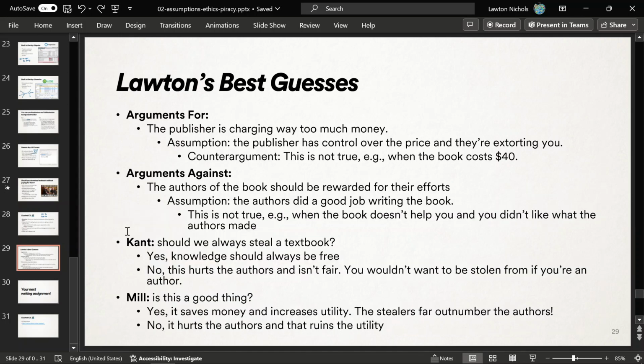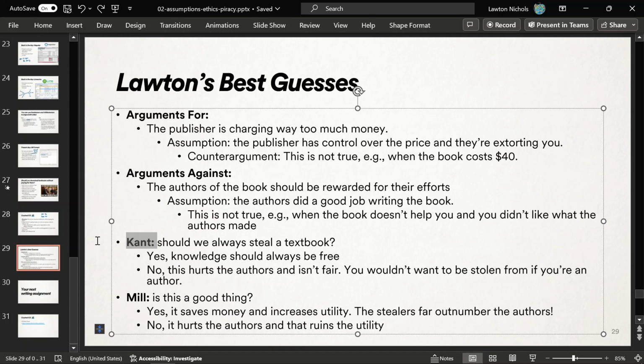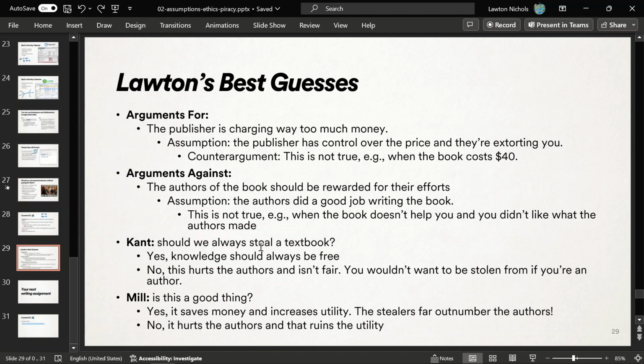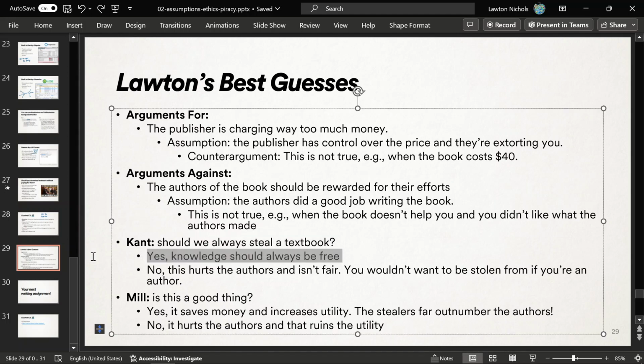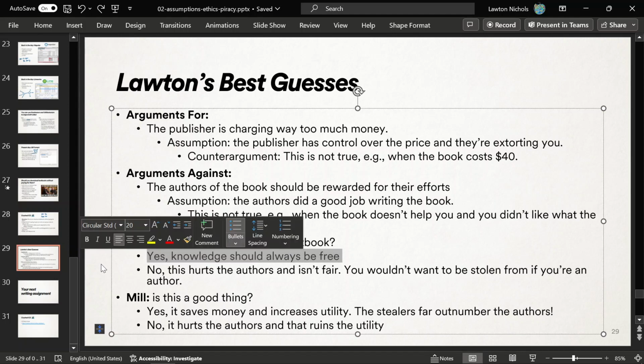And then you could also, like some of us did, and great job, approach this from the viewpoint of our philosophers, our ethical theorists. So you could ask Kant what he thought, and he would probably formulate this question: should we always steal textbooks? And again, you could use him to claim both sides, right? You could totally say that Kant would be like, yes, if I wrote a book, I want everybody to have it. That's totally fine with me. Yes, knowledge should always be free.